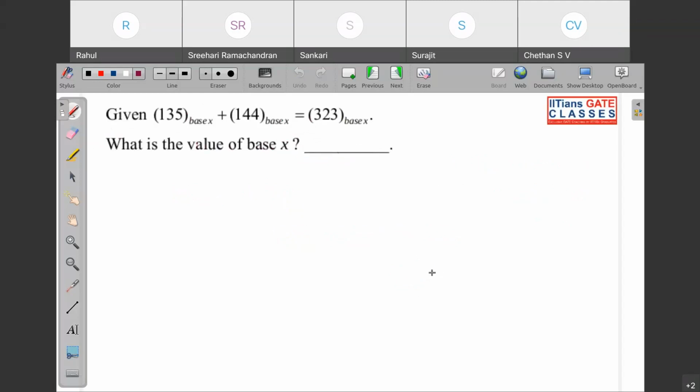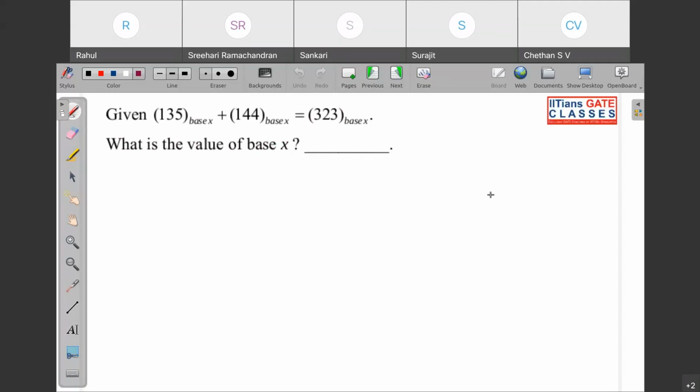So what is the answer you are getting for this one? See, look very carefully. Given 135 in base x, 144 in base x, and 323 in base x, what is the value of base x?